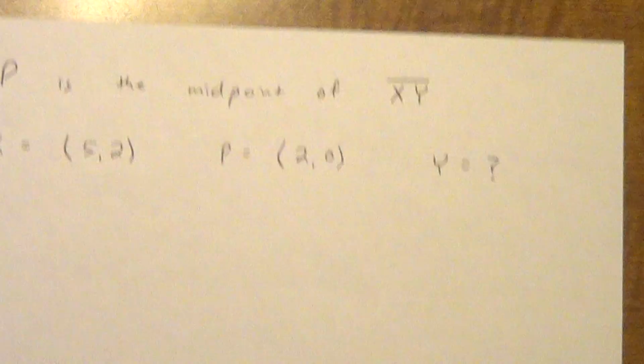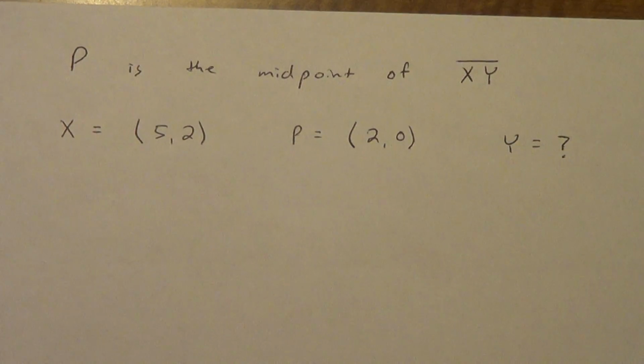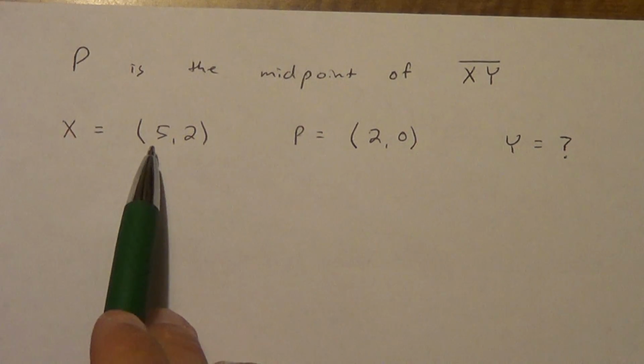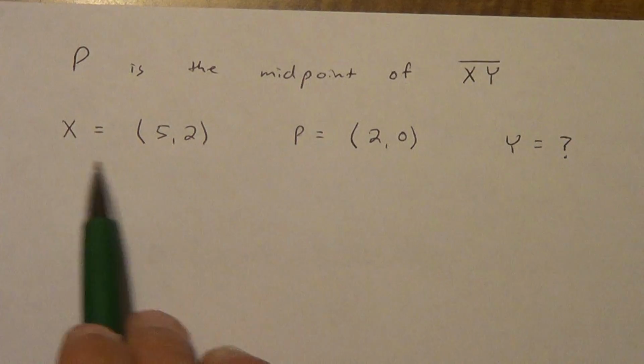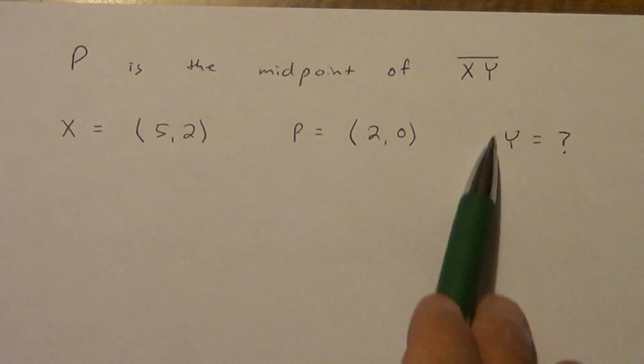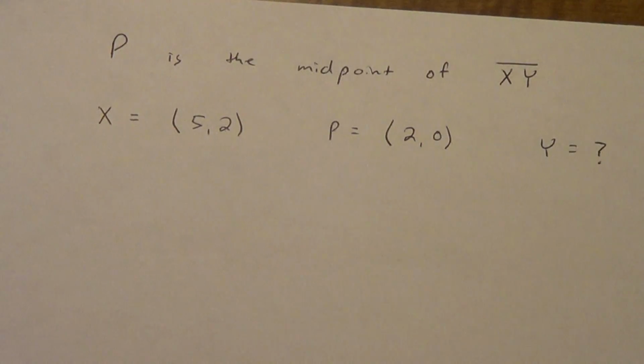Now I'm going to give you one of those to try completely on your own. So let me get the next example. I want you to try this one on your own. All right, P is the midpoint of XY. This is your X value, your one endpoint, so X and Y. This is your midpoint. I want you to find the other endpoint. So set that up like the one we just did. Pause, solve it, and come back in just a second.